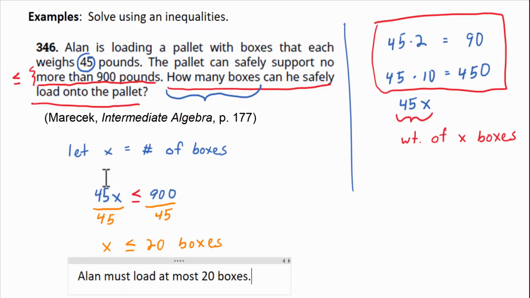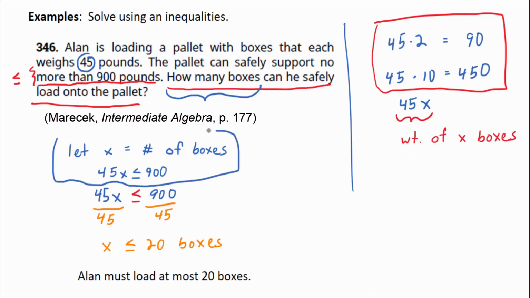This setup, let me write down the setup separately. Remember the setup was 45x is less than or equal to 900. Along with saying let x equal the number of boxes, I expect to see this work in a problem like this on a test. You should get the right answer as well, but the part that I boxed there is the point. The algebra is the point of the problem. The inequality is the point of the problem.